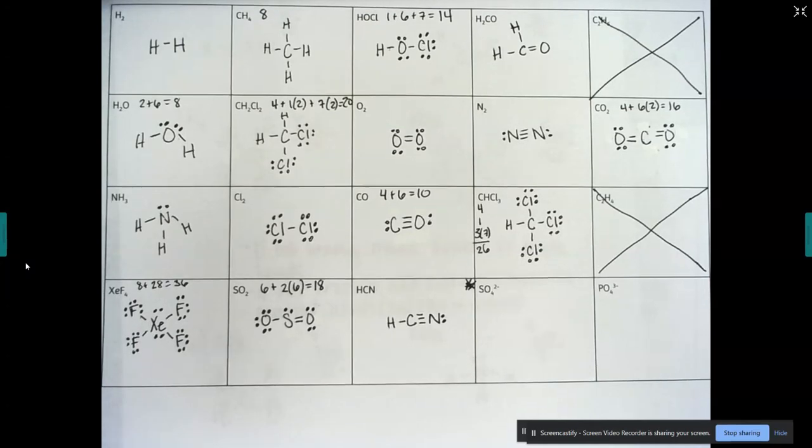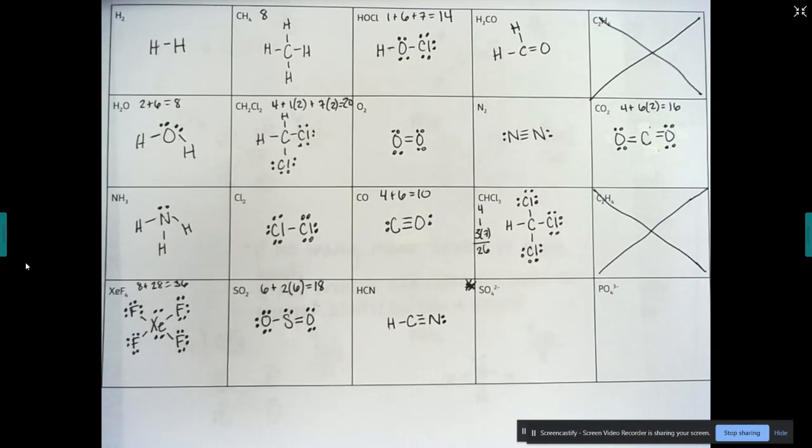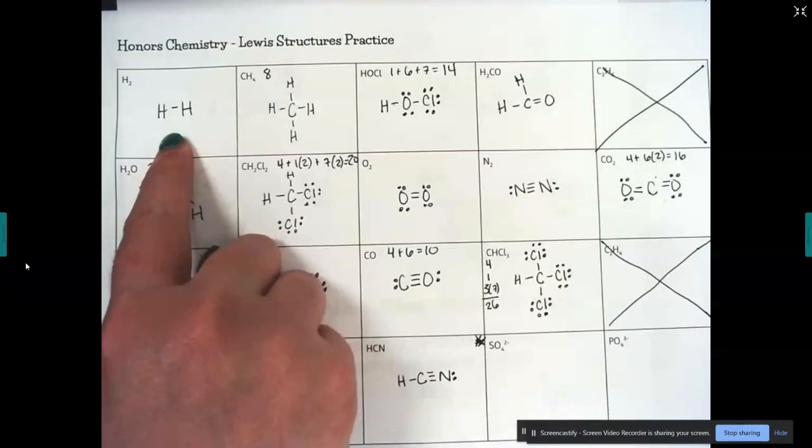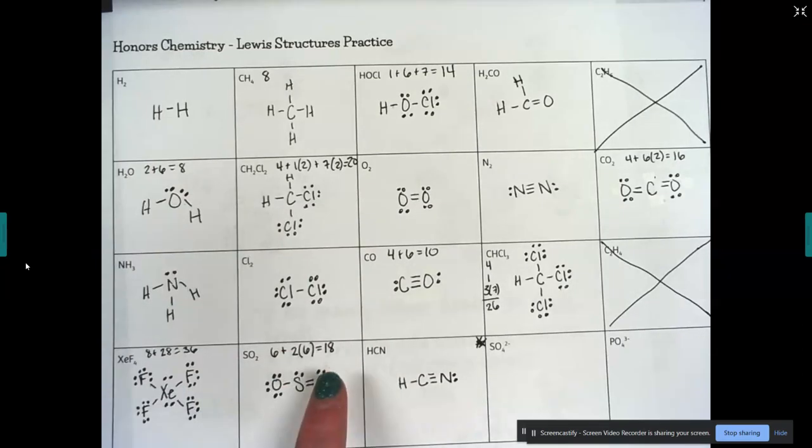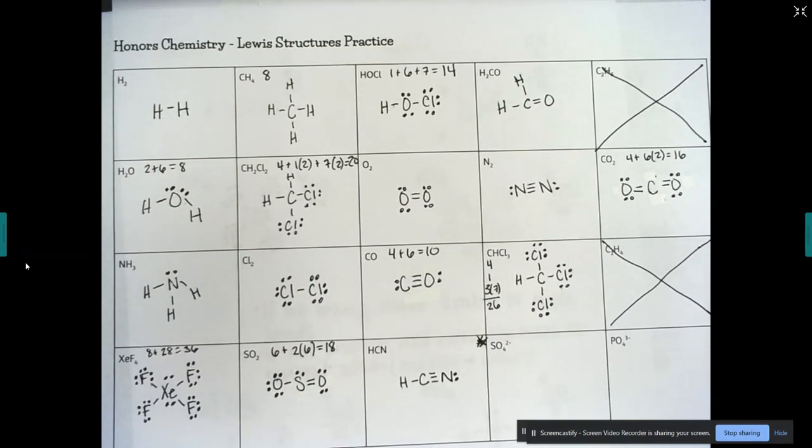At least it's just 8. If it's just 2, it doesn't have to be 6. It would need to have 8 unless it was something like hydrogen or you had a double bond over or something like that.